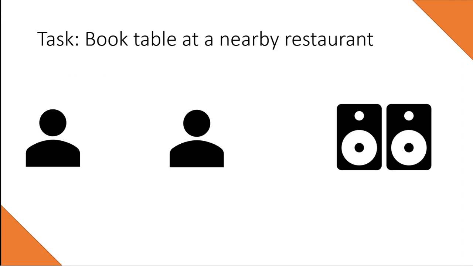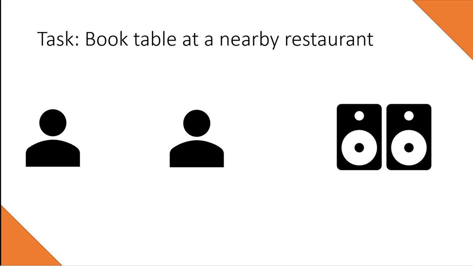The evaluation proceeded as follows. We had participants work in pairs to complete several tasks. Each task had an overall goal, such as booking a table at a nearby restaurant. In the task, we wanted to have participants interact with each other, but also interact with the smart speaker, to see if participants could easily change the microphone state.